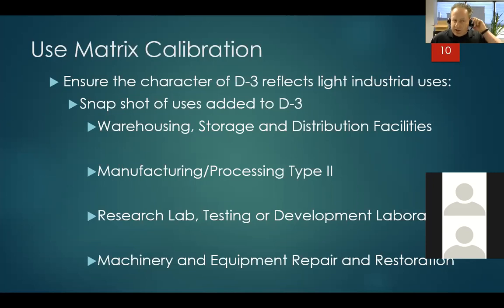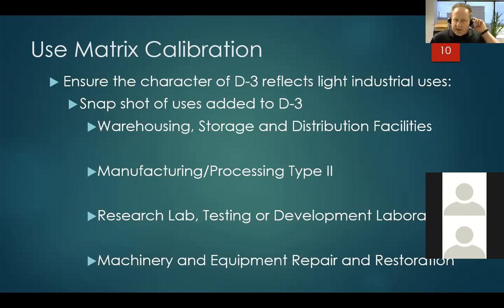Some of the uses that we added are listed here, and this will be our proposal going forward. Warehousing, storage, and distribution facilities will be permitted in D3. Based on our review of the uses in the district, this use is fairly prevalent in the area. One thing to note: accessory storage, if you've got a retail business or an office that has storage or warehousing associated with it, is an accessory use that would be permitted anyway. So this is really those standalone warehousing, storage, distribution type uses.